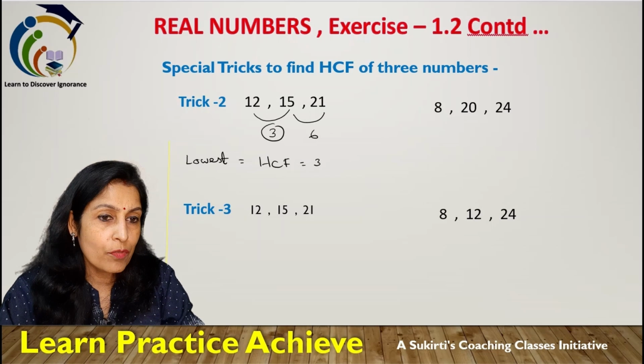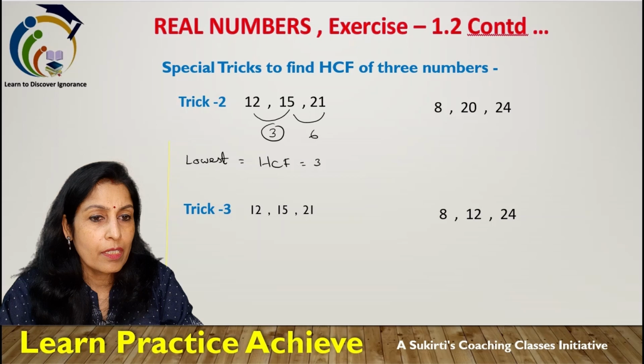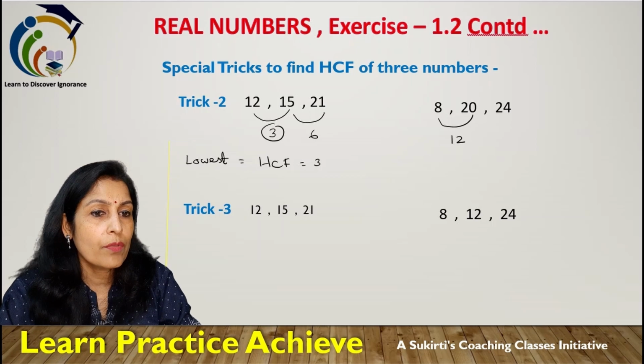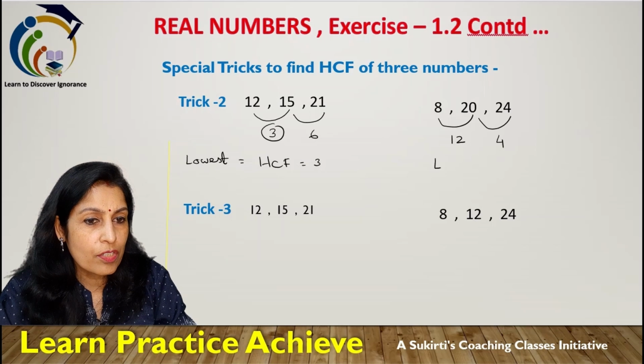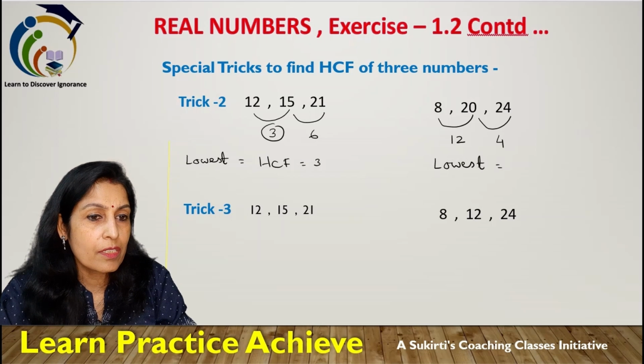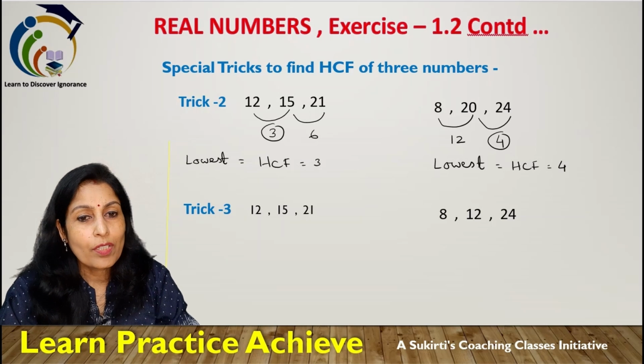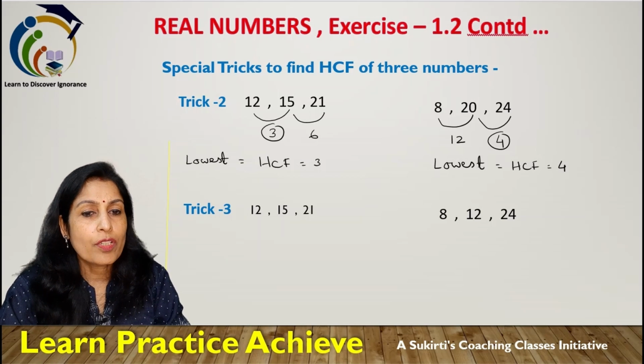And if you try with these three numbers 8, 20 and 24, again find out the difference between the first two. The difference is 12. Then 20 and 24, the difference is only 4. So again the lowest difference. What is the lowest difference here? The lowest difference is 4. So here HCF is equal to 4.